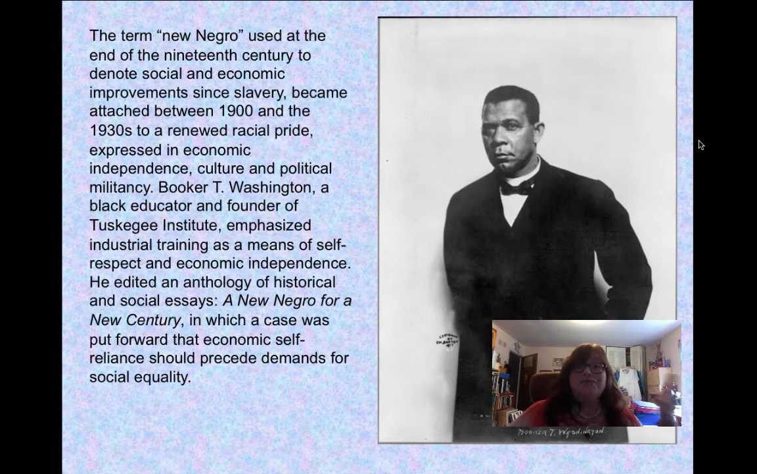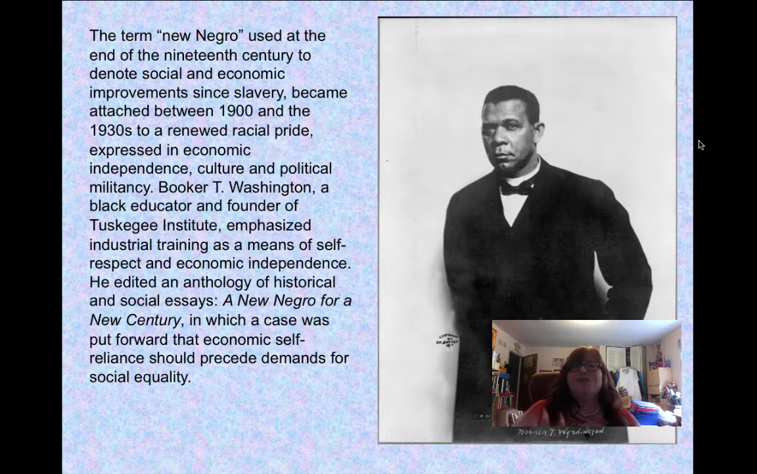And there were two sides to this. One comes from Booker T. Washington, who was the founder of the Tuskegee Institute, and he felt that it was important for Black people to have industrialized training. Things like car repair, plumbing, becoming electricians, basically working in what we now call the trades.